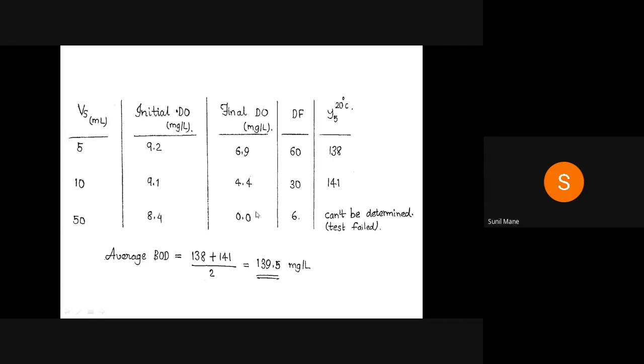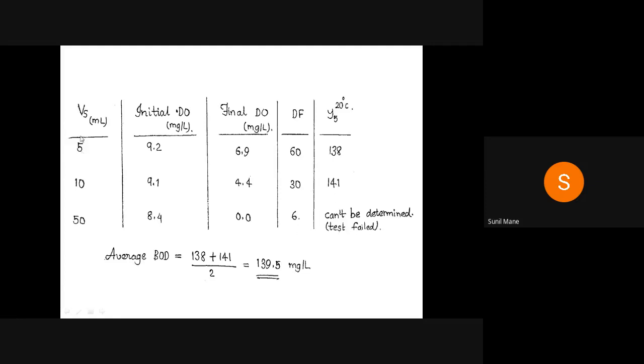Earlier we were carrying out three samples and getting the average of three results. Now one test has failed. That is why, whatever result we calculate over here, we are going to take the average of these two results only, not the third one, because the third one is test failed. It is not 0, mind it well. The third one would be test failed.